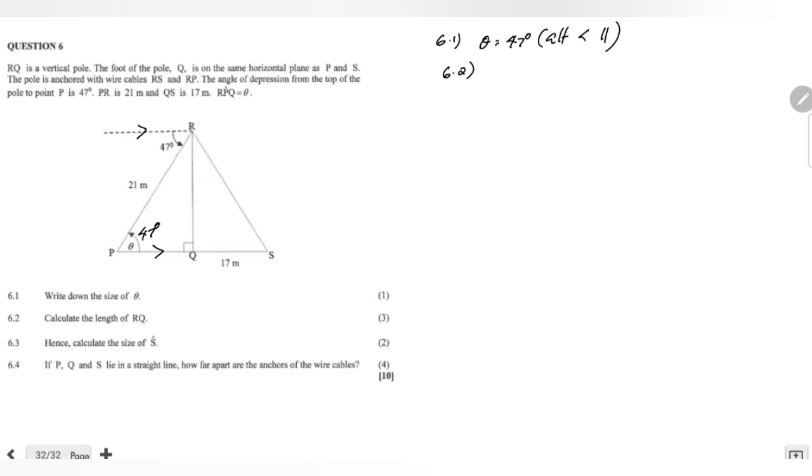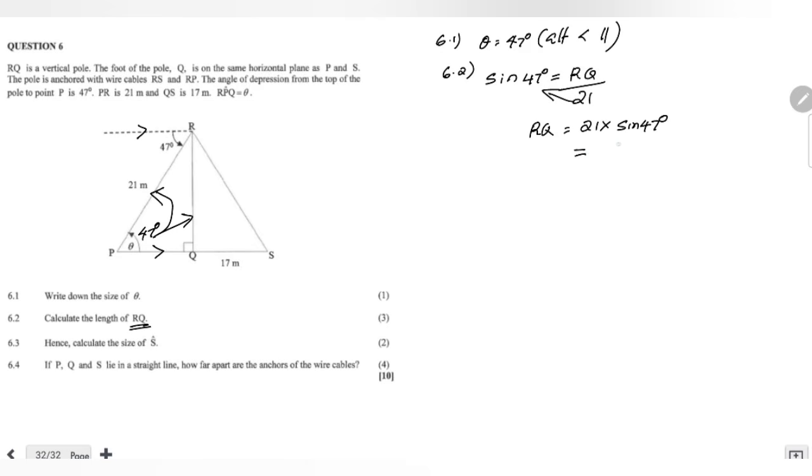Now you have to calculate RQ. We can calculate it because the acute angle is there, and the hypotenuse is there. You have to find the opposite. Hypotenuse, opposite, which trigonometry ratio? Sine, isn't it? So we can write sine 47 degrees is equal to opposite, which is RQ, divided by hypotenuse, which is 21, isn't it? Then RQ we can find easily. RQ is equal to, sending 21 this side, 21 times sine 47.